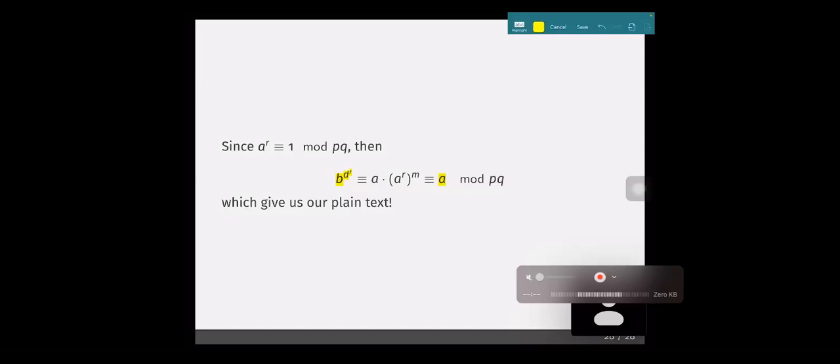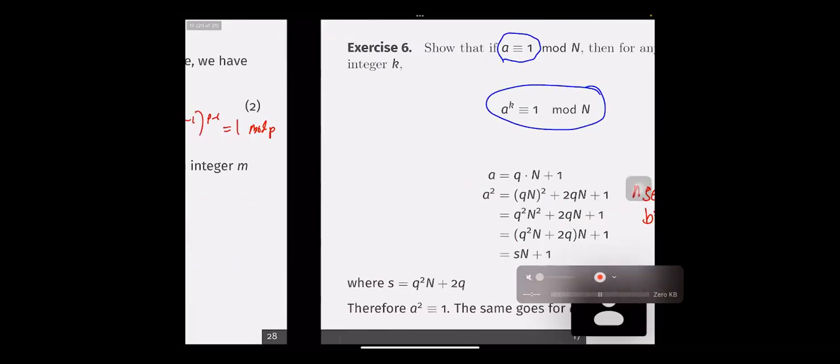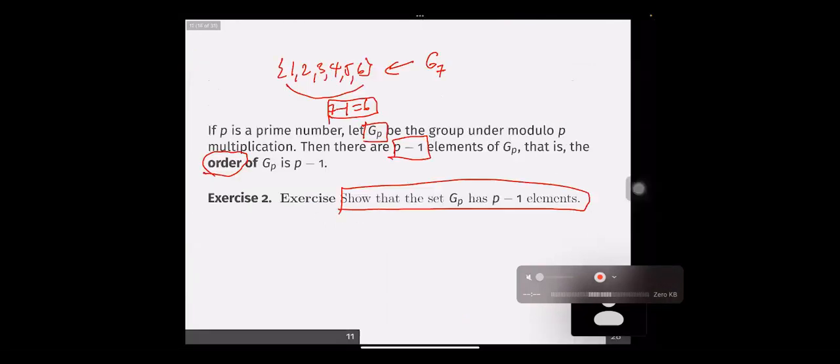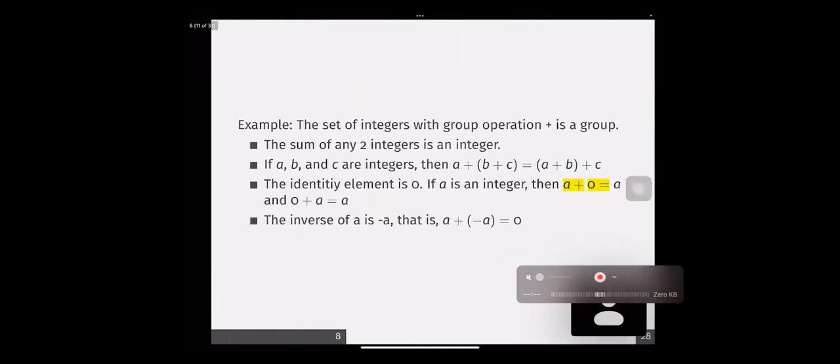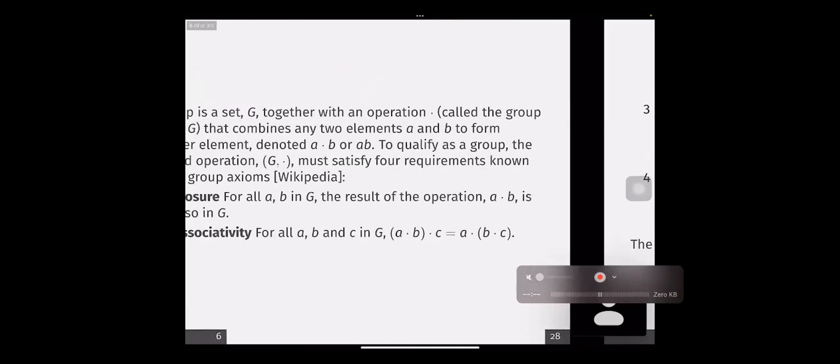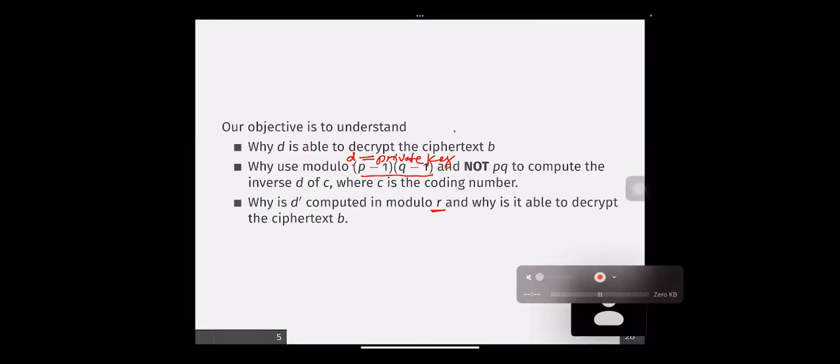Okay. So guys, finally, let's go back to our objective when we started. We wanted to explain why D is able to decrypt the ciphertext. So we were able to explain that. So why is it that we use P minus one, Q minus one?